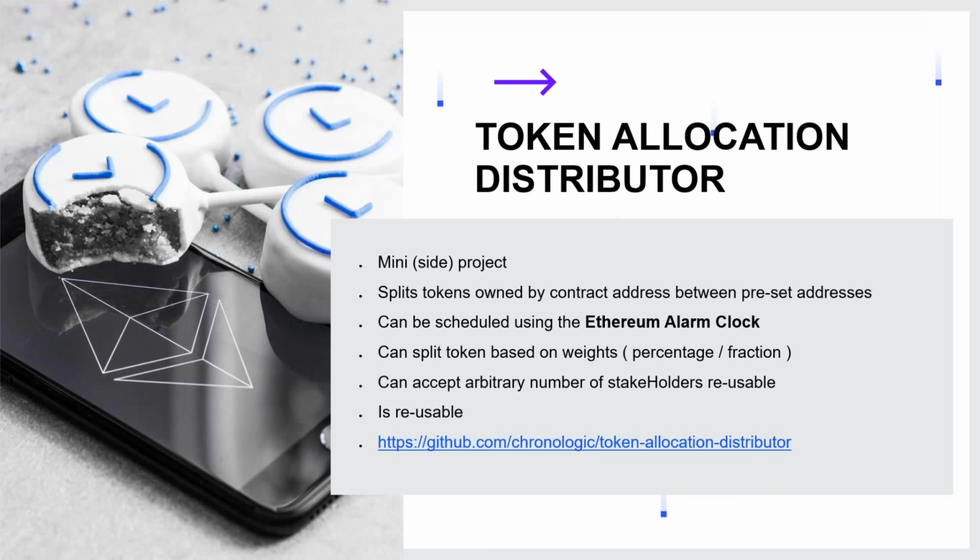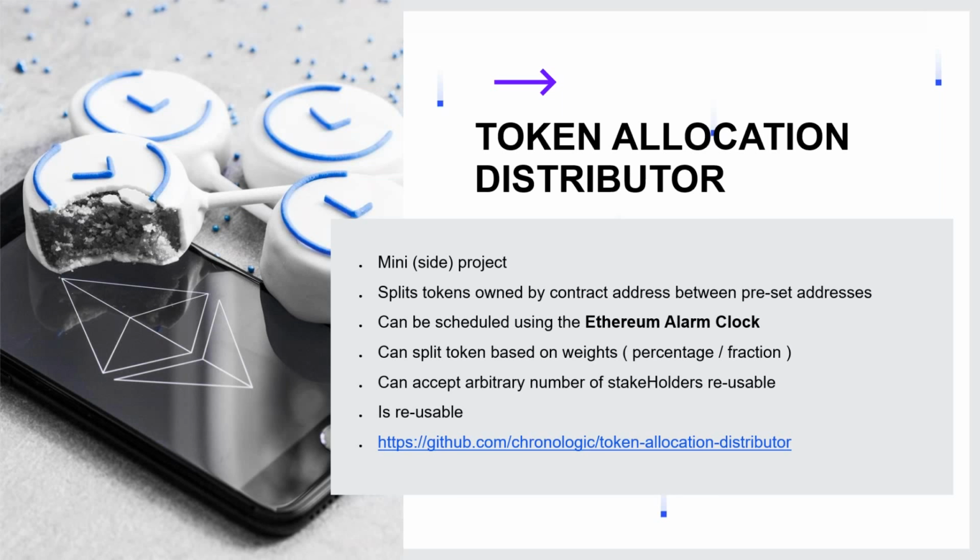You've been working on this token allocation distributor for a few weeks on the development side. Can you explain what it is? Yeah, definitely. So this is a mini side project, or let's say a utility-based side project. It basically is a smart contract which receives tokens and then splits them to addresses which have been set at the point of deployment of the contract, at the rate which is set at the point of contract deployment.